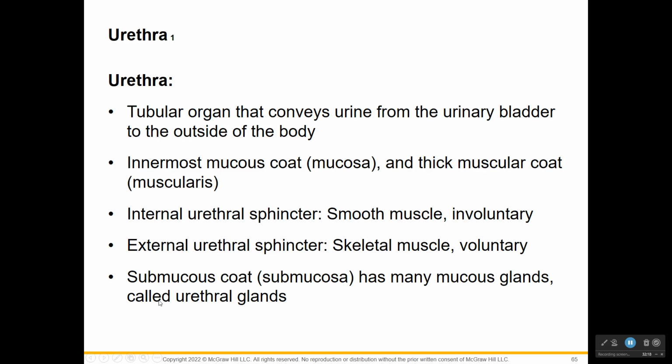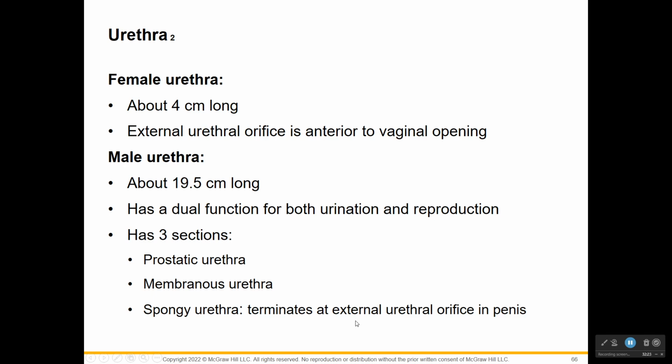And it's just mentioning that submucosa has mucus glands called urethral glands. So there are some differences in the male and female, specifically where they're located or where they're leaving and how long they are. So girls only have 4 centimeters of urethra, while a male's urethra is almost 20 centimeters long, almost 5 times longer. The female urethra will exit anterior to the vaginal opening, where the male is going to exit through the penis.